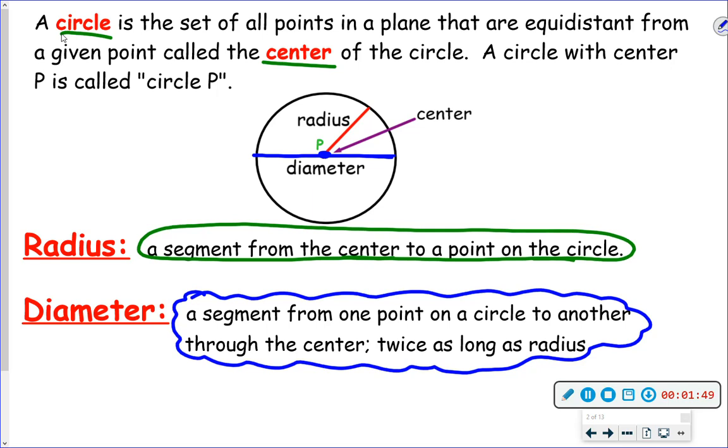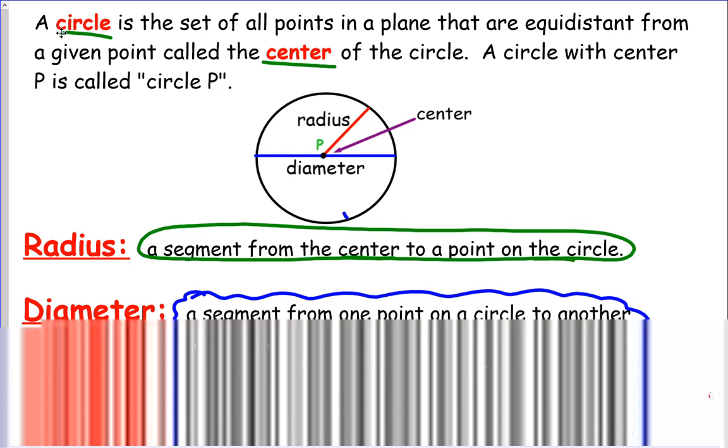Now again, there's an infinite amount of diameters you could draw in the picture. That's one example. So through the center, edge to edge, there's another diameter, another diameter, another diameter. I could draw these all day long. But just don't get hung up on the specific one in the picture. There's an infinite amount of those.